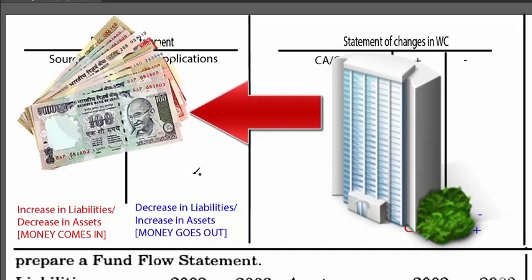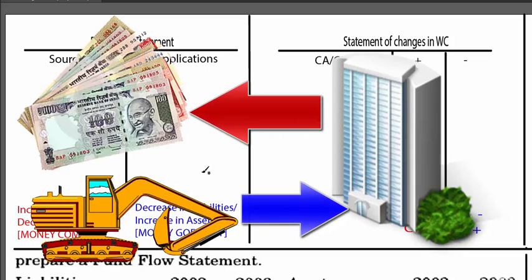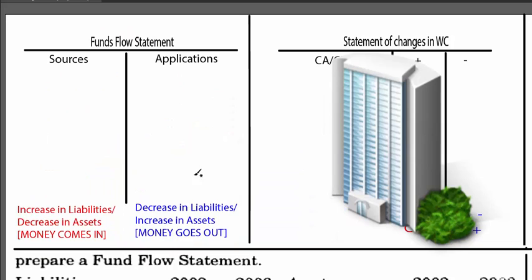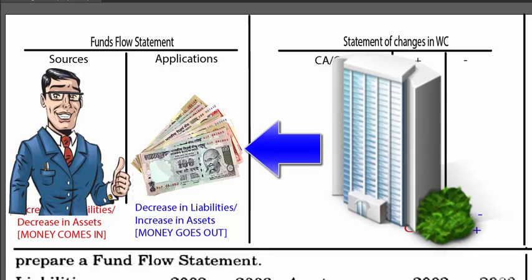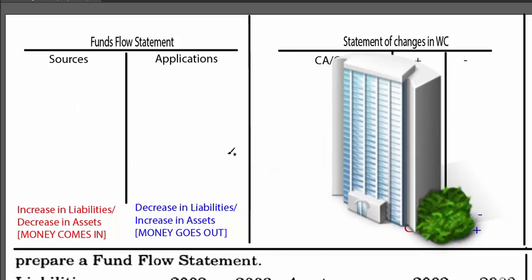So when an asset increases, you buy a machinery, you're basically paying off cash. So that means money is going out. When there is a decrease in liabilities, your money is going out. So for example, when you pay a creditor, you're paying money to him and money goes out. So then it comes to applications.